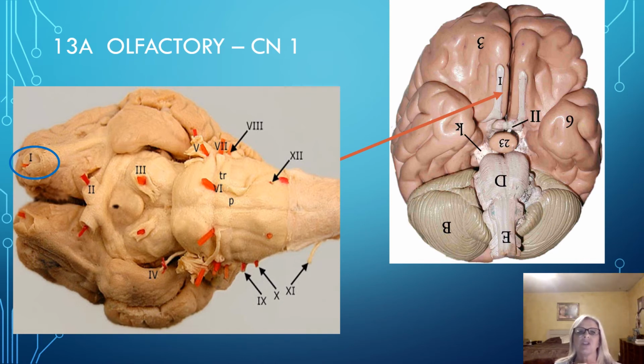So olfaction is your sense of smell, and you need to remember that all of these nerves are paired. So they're bilateral, they're on both sides. Here you can see you have cranial nerve 1 on both sides, all right? And I particularly like this picture here. That's the actual sheep brain, and this is going to be sensory.